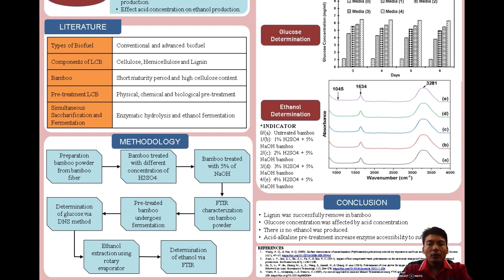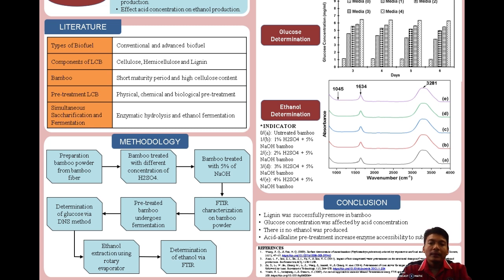The bamboo powder was then treated with different concentrations of sulfuric acid, which are 1, 2, 3 and 4%. The acid pretreatment was done in an autoclave for 1 hour. The bamboo powder was next treated with 5% sodium hydroxide for 1 hour at 85 degrees Celsius. The treated bamboo was then characterized by FTIR to study the changes in the chemical structure of the bamboo.